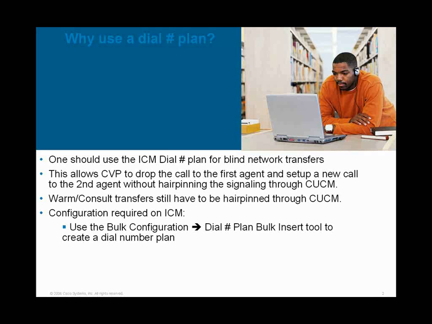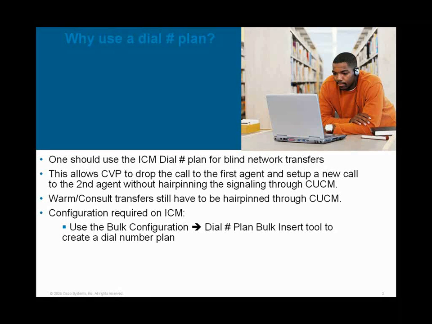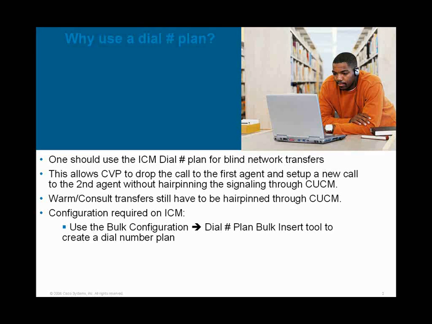If you typically think about how a post route is done once a call reaches an agent, the agent will initiate a transfer using the CTIOS desktop and put in a number. Now that number is typically configured as a CTI route point in the communications manager, and that means ICM hands off that request to call manager to make a decision, which again comes back into ICM to say, okay, which agent do I transfer this call to now? So that's where the hairpinning is occurring.